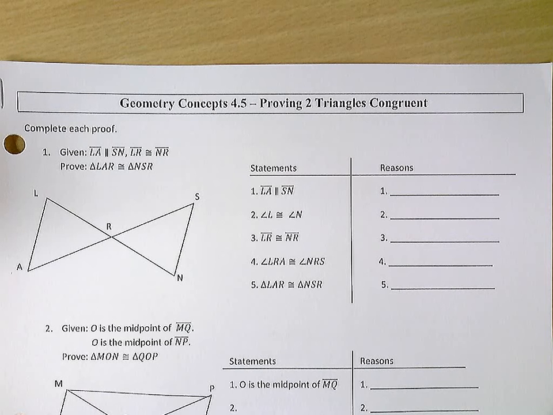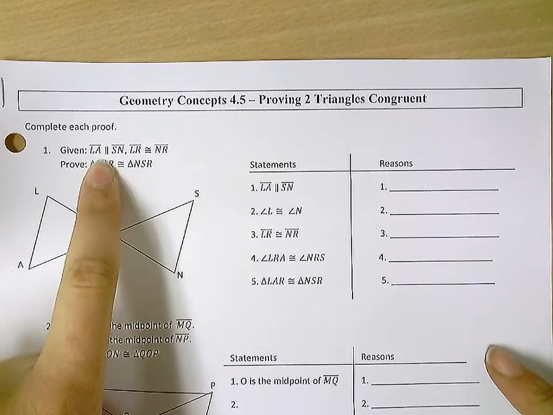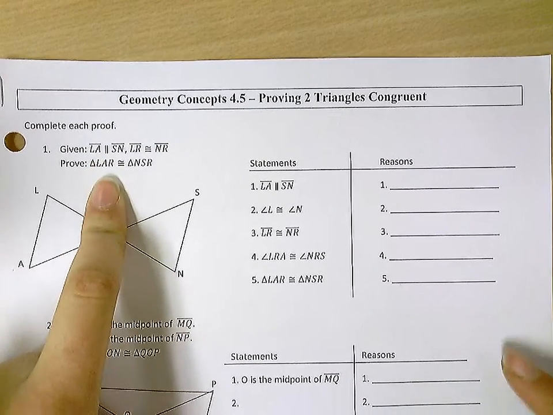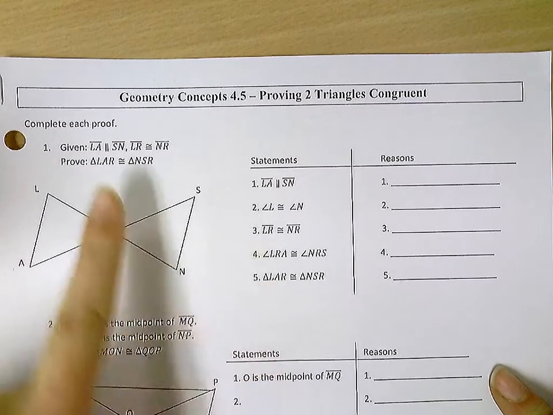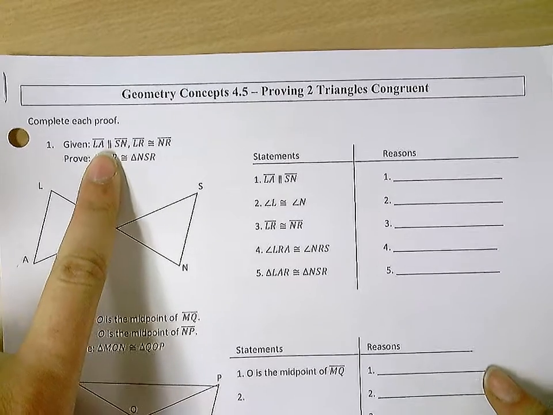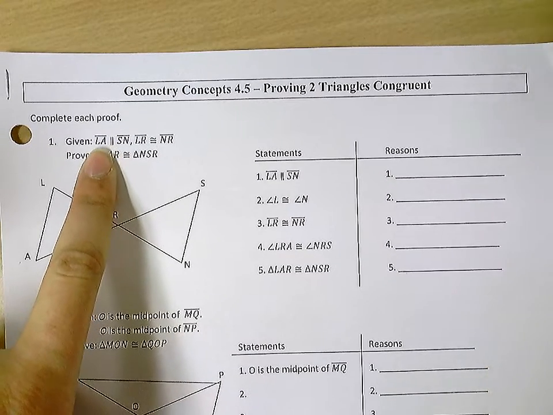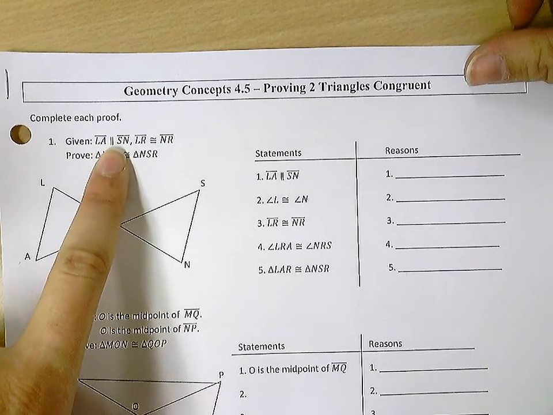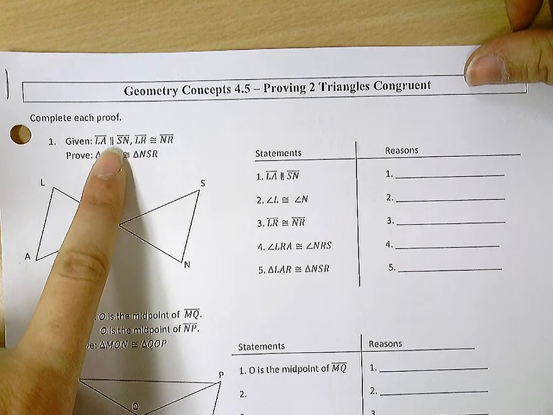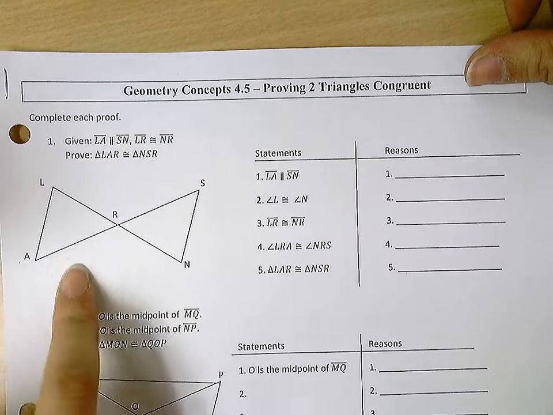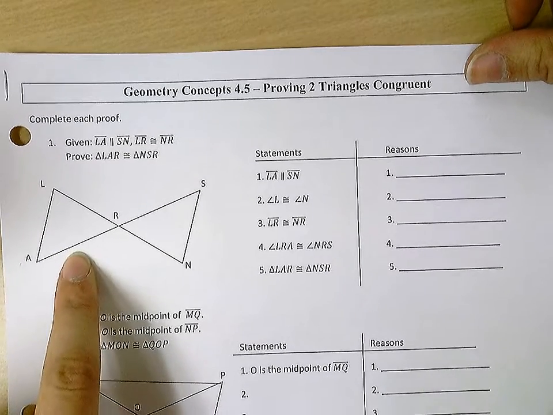to the picture. Okay, so in number 1, you have a certain given information and you have what you're trying to prove. So that's what you have to get down to in your statements. Okay, so our given information says that segment LA is parallel to segment SN. That's what that symbol means. It means parallel. So I want to write that on my picture here.